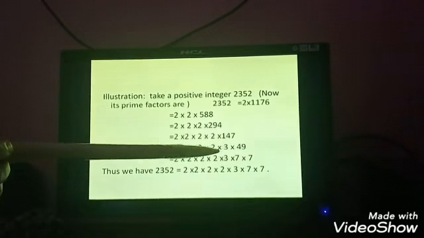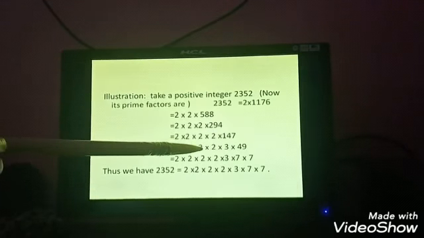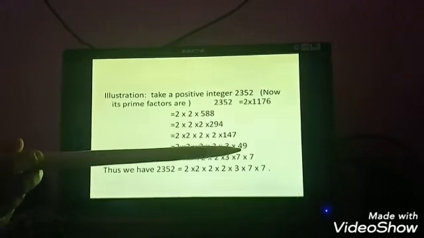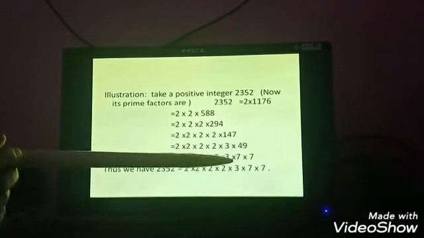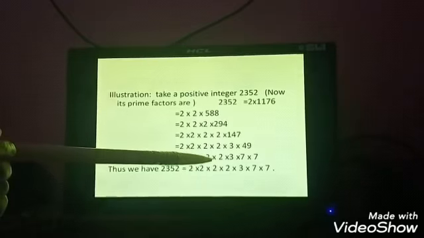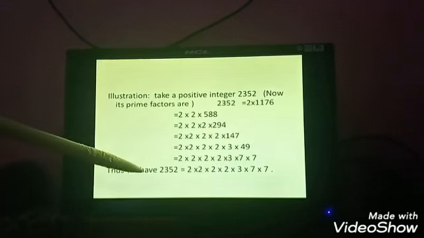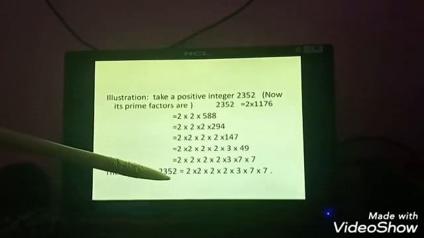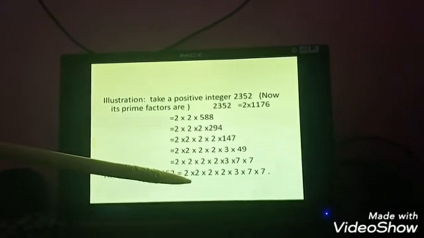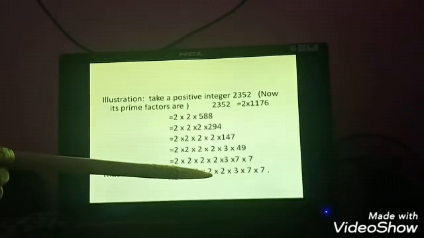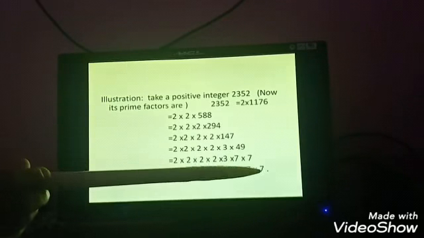147 can further be factorized. It is 2 × 2 × 2 × 2 × 3 × 49. 49 is once again to be factorized. It is 2 × 2 × 2 × 2 × 3 × 7 × 7. Thus, by the fundamental theorem of arithmetic, 2352 = 2 × 2 × 2 × 2 × 3 × 7 × 7.